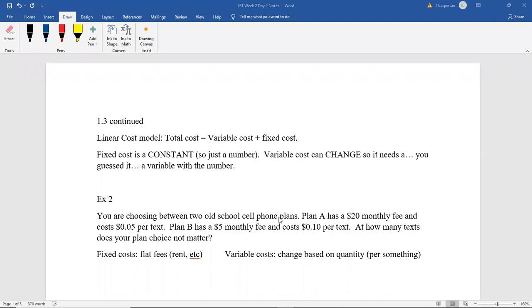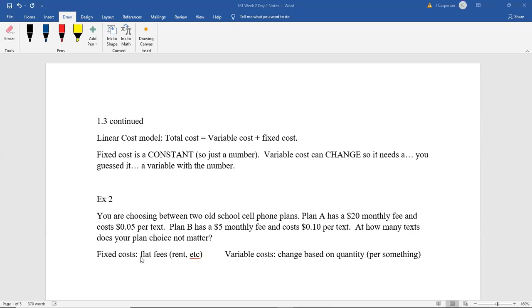So you're choosing between two plans, Plan A and Plan B. Plan A has two different dollar amount associations, a $20 monthly fee and a per text cost of 5 cents per text. One of those sounds fixed and one of those sounds variable. One of them depends on how much you do. One of them doesn't matter, whether you talk 5 minutes or 100 minutes, whether you send 5 texts or 50 texts or 5,000 texts. And then Plan B has the same two types of values, but different values. And they ask, at how many texts does your plan choice not matter?